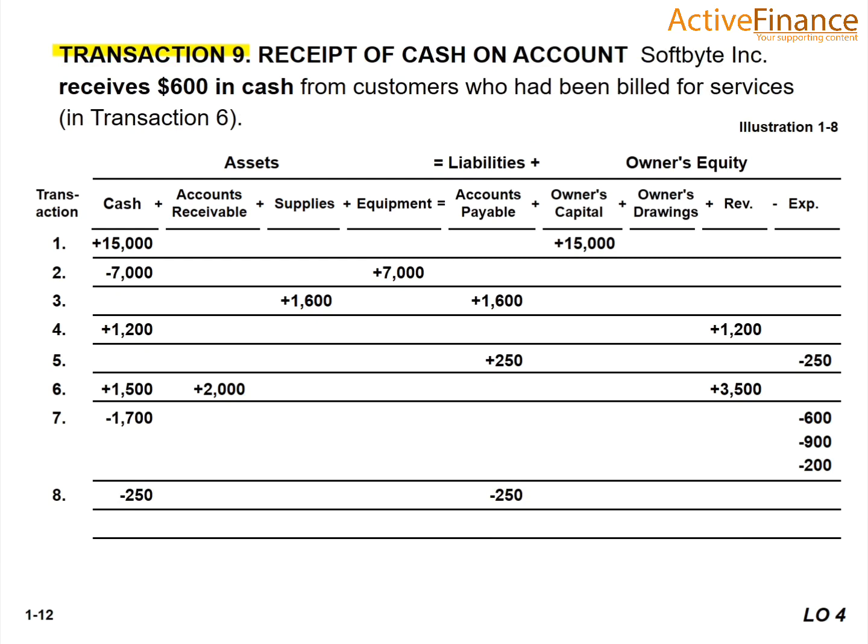This is the 9th transaction, receipt of cash on account. SoftBite receives $600 in cash from the customer who had been billed for the services in transaction 6. So we have received from the accounts receivable account the $600 in cash. So we will add this amount in the cash account, and we will minus $600 from this $2,000.